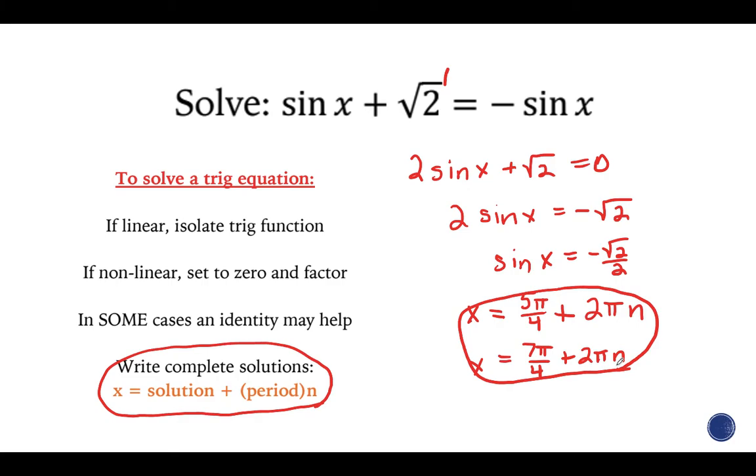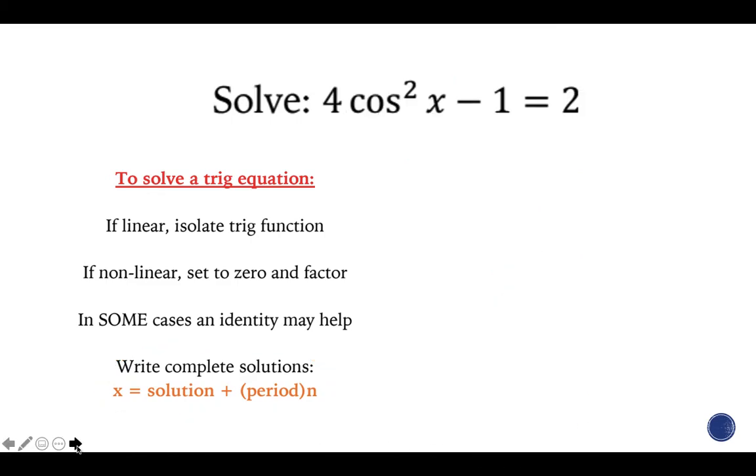So let's try another one of those just for good measure here. So let's take this problem, all right? We have 4 cosine squared x minus 1 equals 2. So I'm going to treat this, again, pretty much just like I did my previous problem. I want to isolate my trig function, right? That's going to be important.